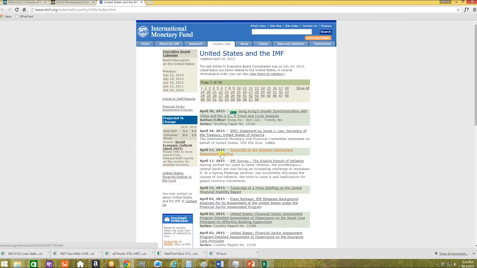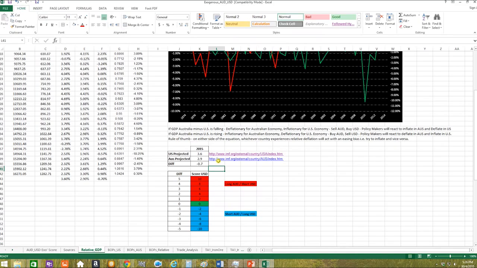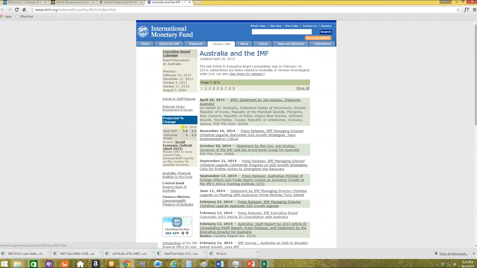They're also in the sources tab. And you can see here the projected percentage change as set by the IMF for 2015, real GDP growth in the United States is 3.1%. So you can get that for every single country as well. And if you go to Australia, this opens up automatically and shows you 2.8.